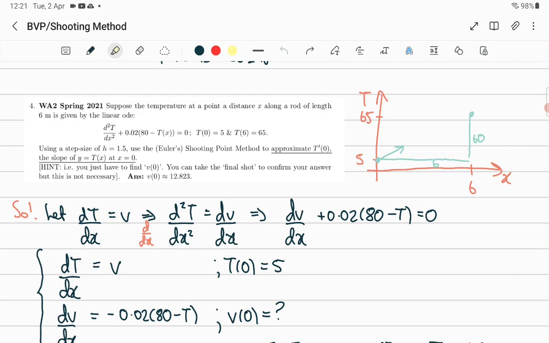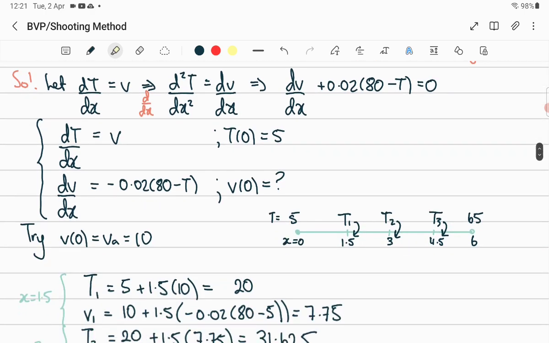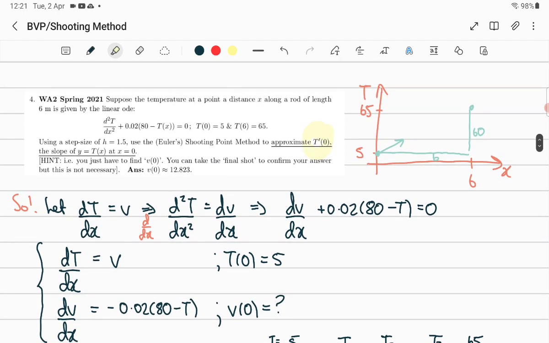Okay. Now an exam question. Now just note it says approximate t dash to 0. It's not looking for, like we have a step size of 1.5, maybe we'll add something here. Yeah. So we'll just look at the problem for a second.